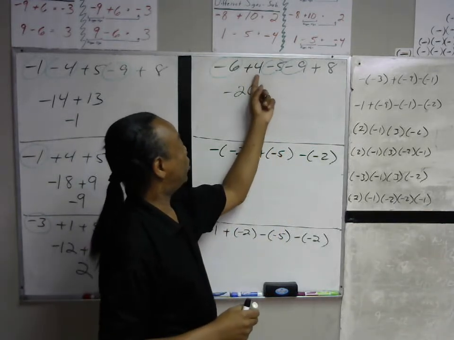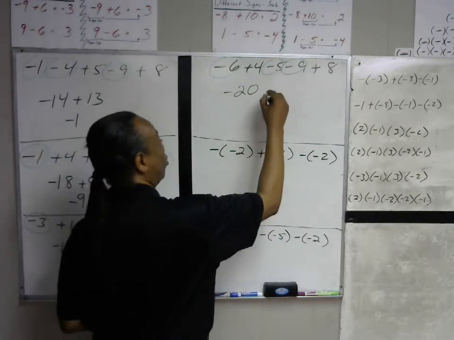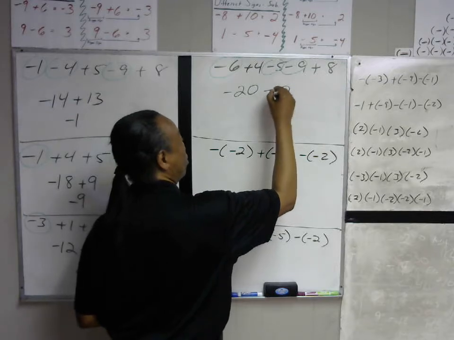Then you have a +4 and +8. We're going to add those. We're going to get 12. And that will be positive.